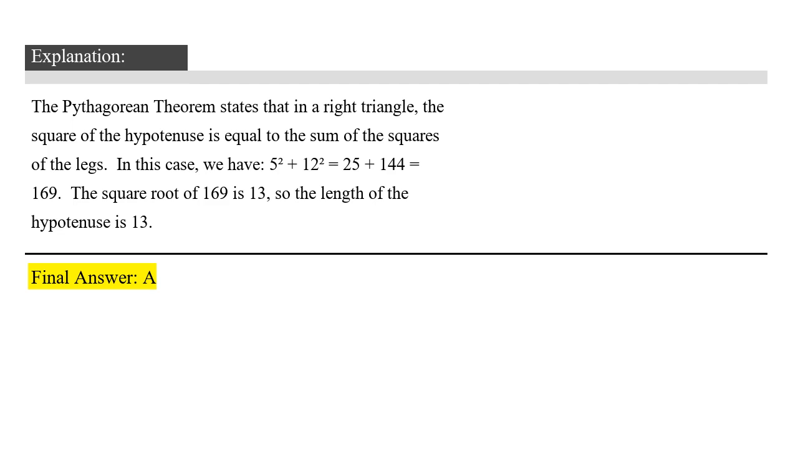The Pythagorean theorem states that in a right triangle, the square of the hypotenuse is equal to the sum of the squares of the legs. In this case, we have 5^2 + 12^2 = 25 + 144 = 169. The square root of 169 is 13, so the length of the hypotenuse is 13.